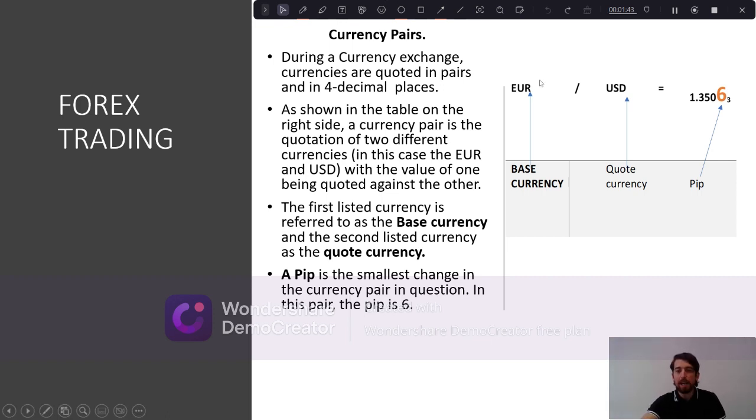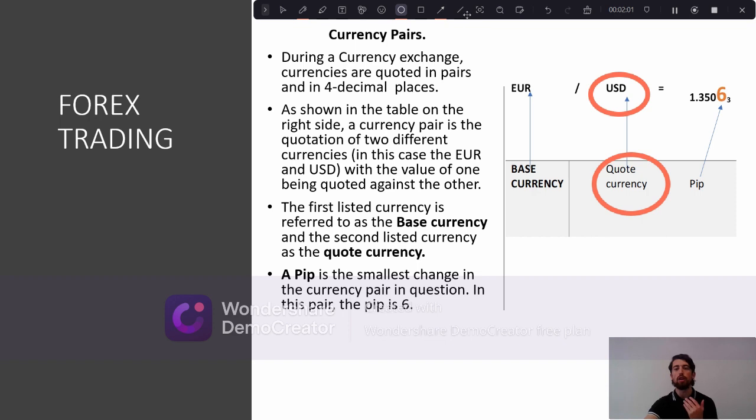what we can actually see is a more in-depth, detailed look at what a currency pair is. Now, this first part of the currency pair here is the base currency, and the second part, the USD, is the quote currency. What this basically means is that the first part, the euro, the base currency, is what you're going to be buying, whereas the second one, the quote currency, is what you're going to be selling.